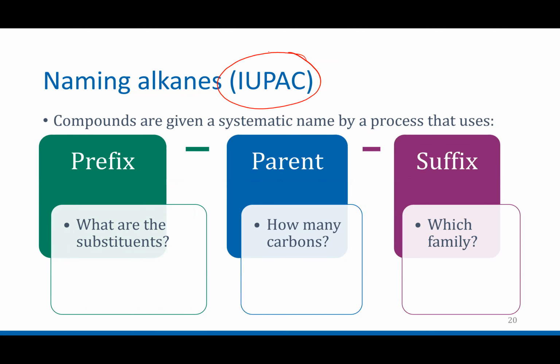Compounds, molecules, hydrocarbons, these are given a systematic naming process. It's really quite simple once you understand the process. Again, if you can name a couple of alkanes, you can name almost every alkane in this course. So the names are like a three-part system. They have a prefix, a parent, and a suffix. Now, this is not communications or English class, don't worry.